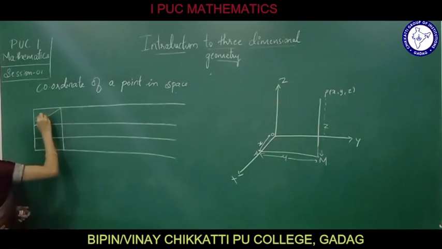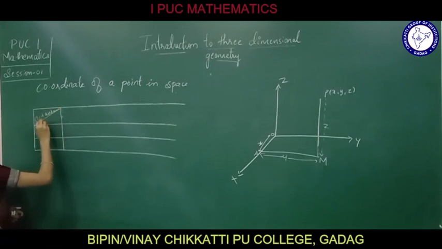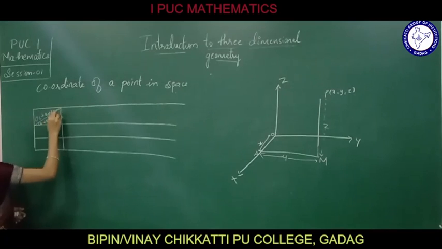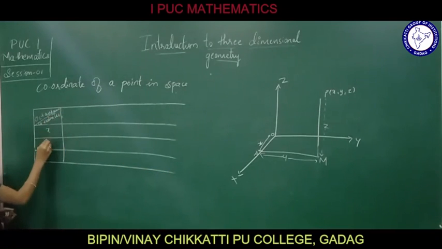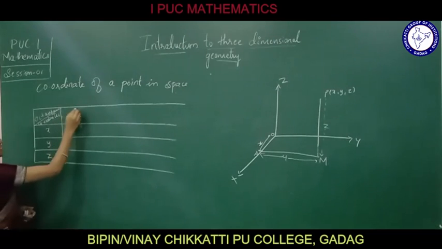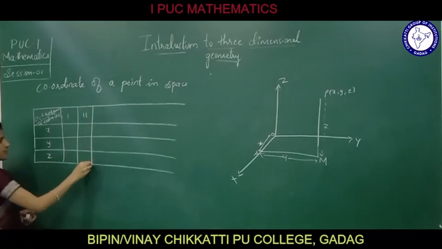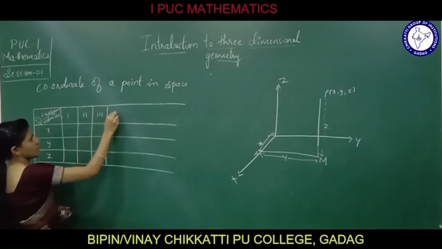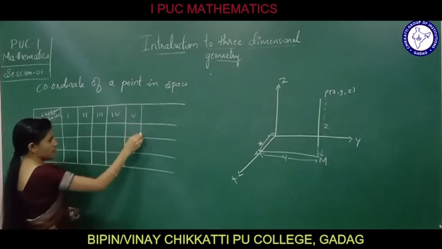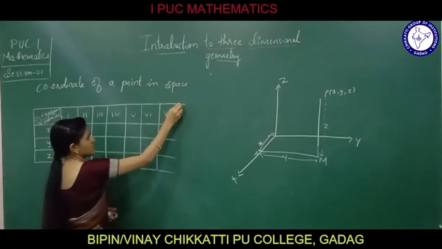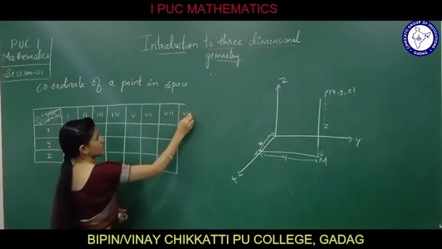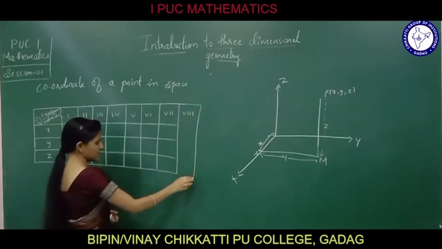Octants, they are 8, and how many coordinates do we have? 3 coordinates, for X, Y and Z. How many octants do we have? 1, 2, 3, 4, 5, 6, 7, 8. Total 8 octants, right?